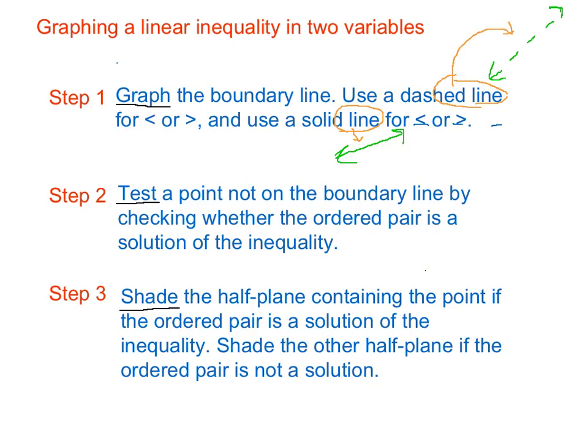If you have a greater than or just a less than symbol, you're using a dashed line. If you have a greater than or equal to or a less than or equal to symbol, you are going to use a solid line. After you've done that, then you're going to test a point that's not on the boundary line by checking whether the ordered pair is a solution for the inequality. And then the third thing is going to be to shade the half plane containing the point if the ordered pair is a solution of the inequality. And if it's not a solution, then you're going to shade the other half. And in the next two problems, I'm going to walk through these steps so you'll see how that's applied.